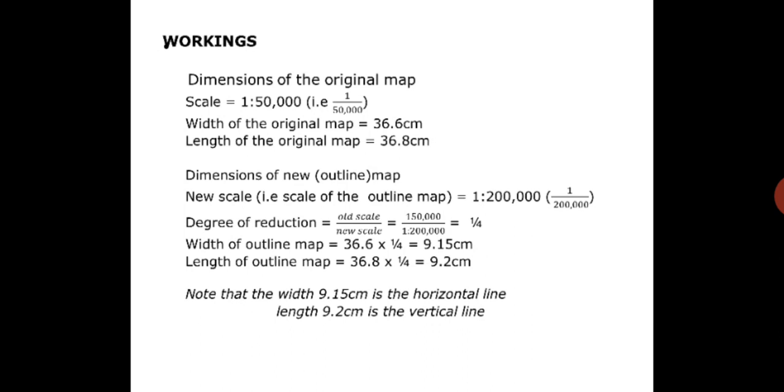By that measurement, you use your ruler and get your measurement on the new plan, and you just do it briefly. Note that the width 9.15 cm is the horizontal line. Length 9.2 cm is the vertical line.